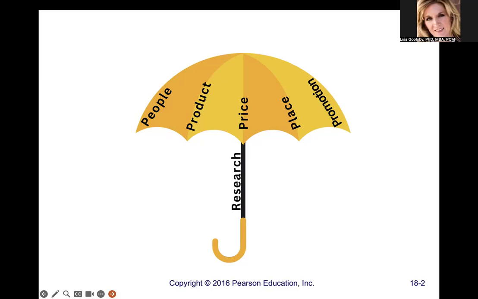Finally, we can get to the really fun stuff, our promotional strategies. We can't really do those until we have everything else in place because the promotional strategies are how we communicate with our customers. And we want to communicate that total value proposition, which is product, price, and place. The handle that holds up all of the marketing mix variables is our research, and your promotional strategies are going to need research as well.